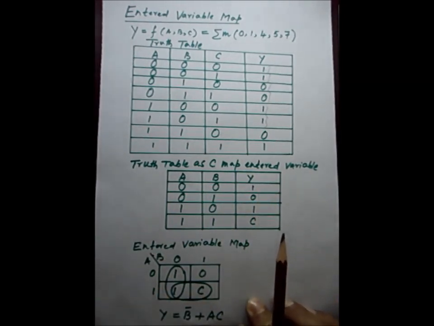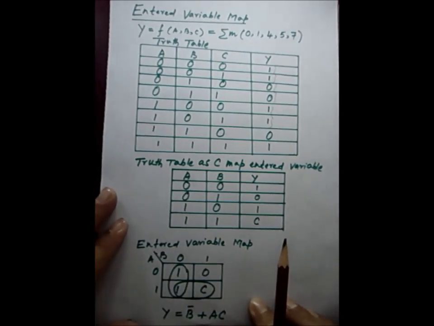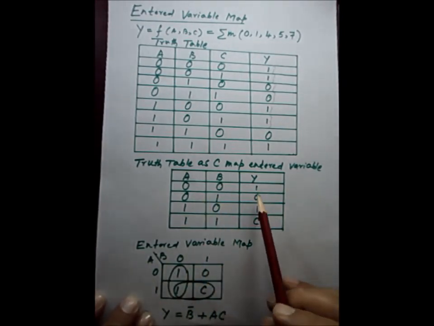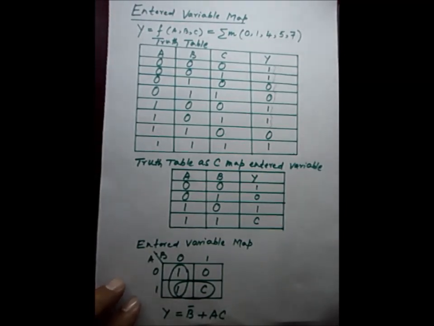After preparation of the truth table, just like a K-map, we prepare the entered variable map, with A, B and 0, 1, 0, 1. C comes into this type of mapping, this entered variable mapping, where variables come into the map itself. Now we prepare the map: 1, 0, 1, C.